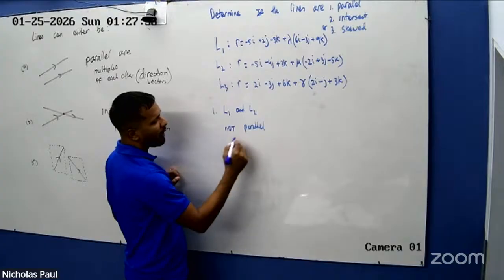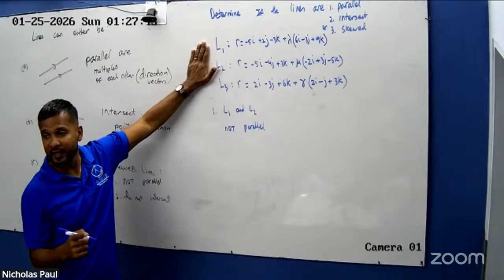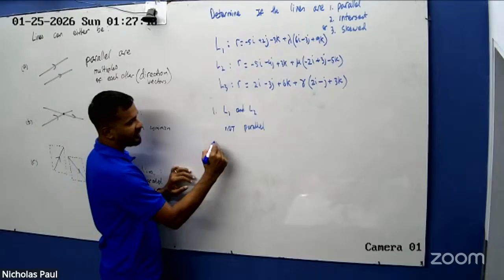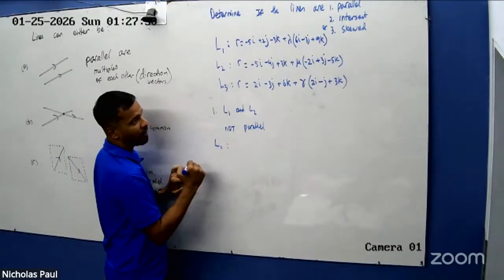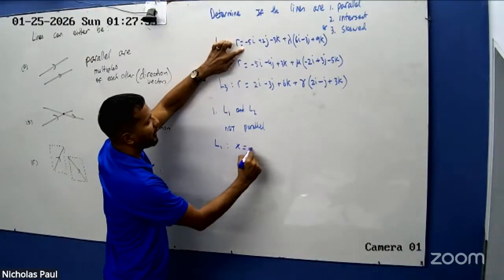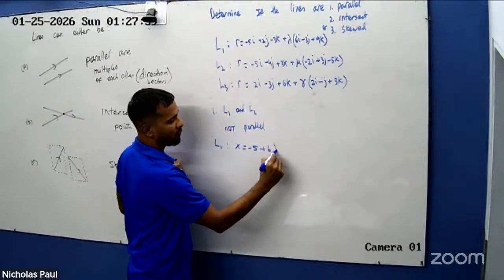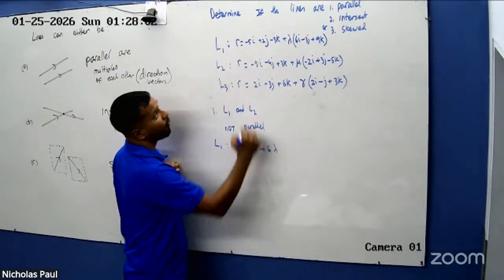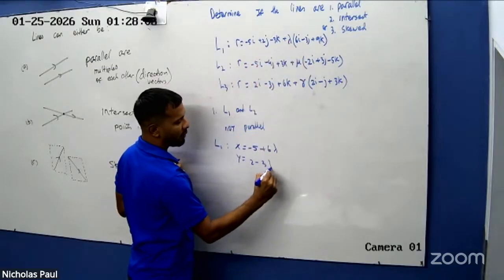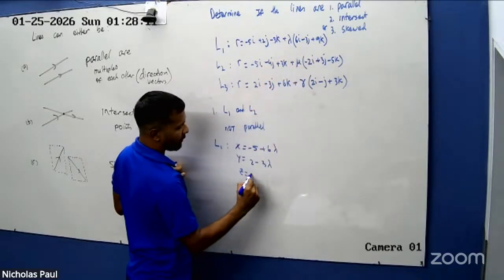So they are not parallel. Let's check and see if they intersect. In order to solve, we need the parametric form. So let's take L1 and get the parametric form for L1. Parametric form for L1 is x is equal to minus 5 plus 6 lambda, y is equal to 2 minus 3 lambda, and z is equal to minus 3 plus 9 lambda.